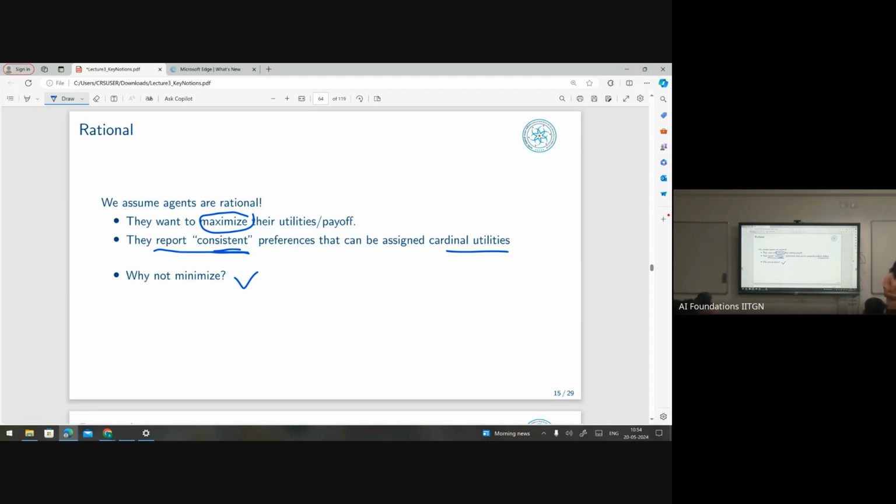Okay, that's this assumption of rationality. The other assumption: are the agents really selfish when they are trying to maximize the utility?